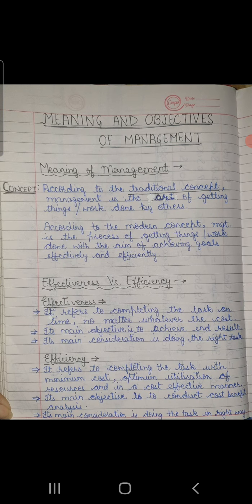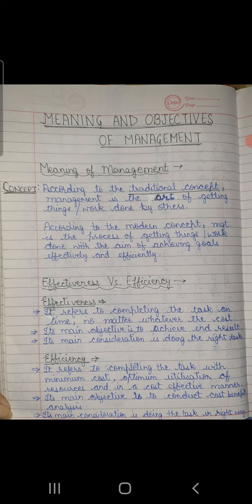Hello friends, today I am going to explain you the meaning and objectives of management. First of all, let us know that there are two different concepts of management: one which was previously followed and one which is now followed. According to the traditional concept which was followed earlier, management is the art of getting things or work done by others. But if we talk about the modern concept of management, it refers to the process of getting things or work done with the aim of achieving goals effectively and efficiently.